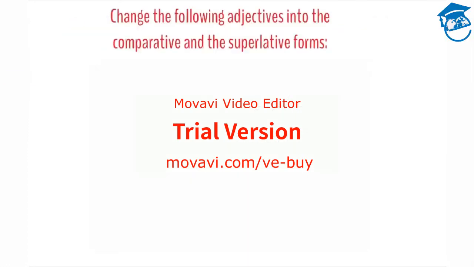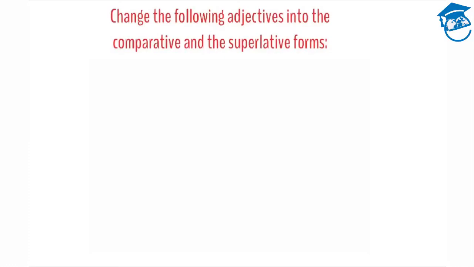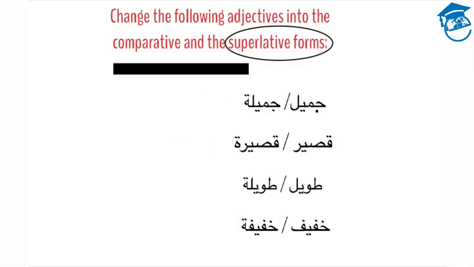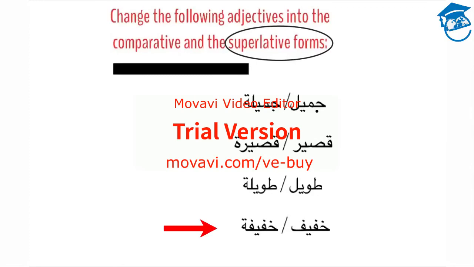Now it's your turn. I want you to change the following adjectives into both the comparative and the superlative forms. We'll start with the superlative forms. The adjectives that you'll be working with are jamil, qasir, tawil, and khafif. Do you remember what they mean?